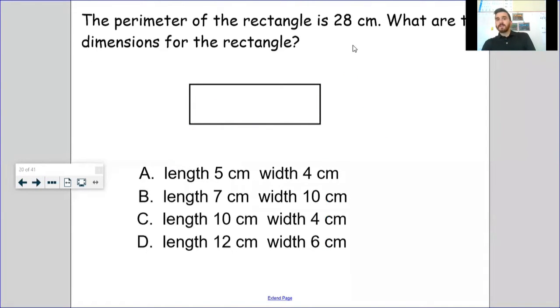Here's where things get a little bit more complicated. But guys, to me, these are the questions where it's just like cheating. If it gives you answer choices, you are able to use them. So I'm going to do this one, then I'm going to have you try one on your own.